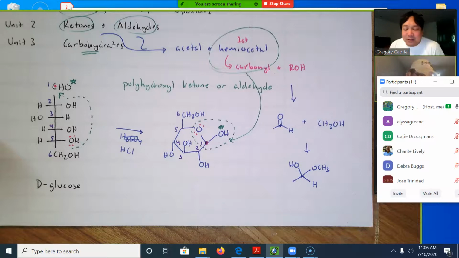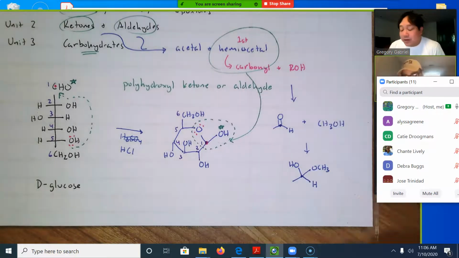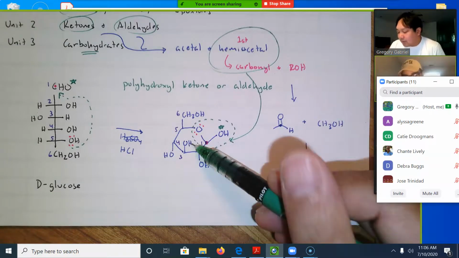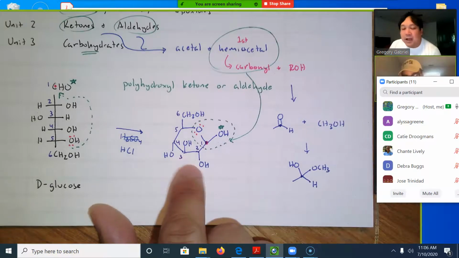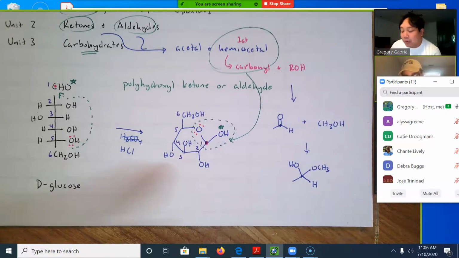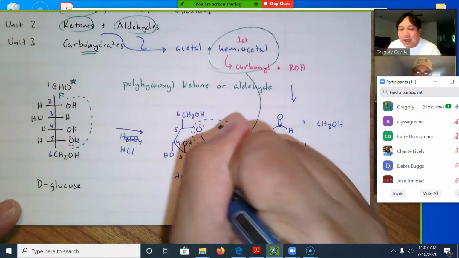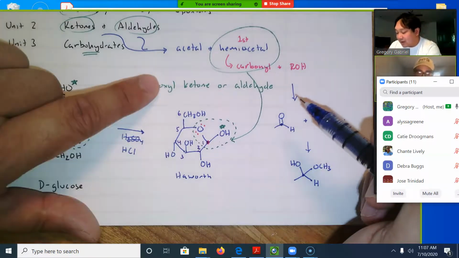I betcha if you drew this as a chair conformation, you could get a chair conformation that has equatorial up, equatorial down, equatorial up, equatorial down. Now I don't have equatorial and axial. This is a different kind of drawing. This is called a Haworth projection. For a Haworth projection, you don't have equatorial axial. Everything looks straight up or straight down.